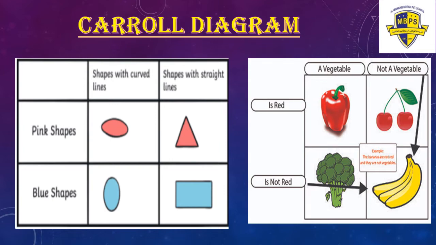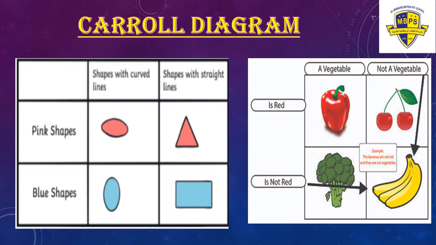Now if you look at this slide, you can see that we have two pictures. First, let's look at the first picture. We have shapes with curved lines and shapes with straight lines, and then we have pink shapes and blue shapes. Any data or information that is given to you, we can sort in the form of a Carroll diagram. This picture is called a Carroll diagram.